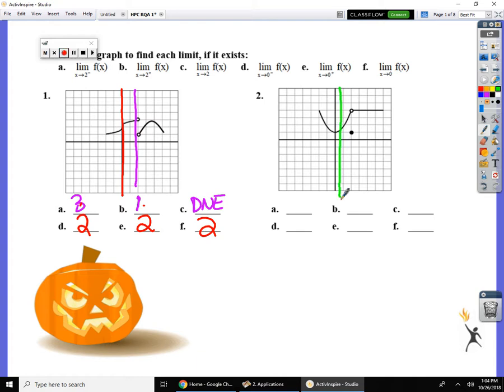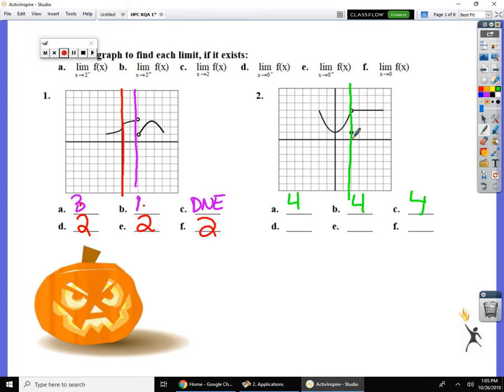So when I look at 2, what's the height of the left-hand side? 4. What? 1. Oh, I put the line at the wrong spot. Sorry. On the right-hand side, it's 4. Left-hand side, it's 4. Therefore, the limit is 4. This dot is not a function. It is a point. You're looking at the function.